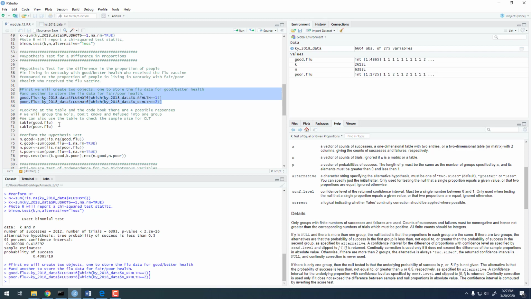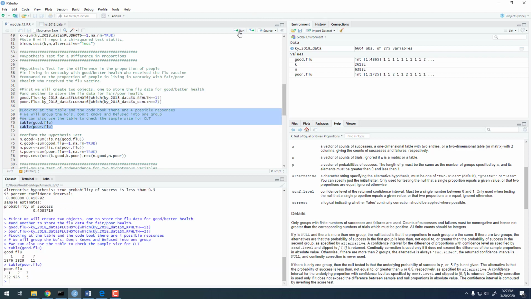And then we can look at a table in the code book to see that there are 4 possible responses. So let's look at the table for good and poor. So looking at good, better health, we see that we had in the good health or better good health category, we had 1,876 people who received the flu shot, 2,829 who did not, and then those 11 who didn't know. And we see something similar looking at the table for those with the poor or fair health.